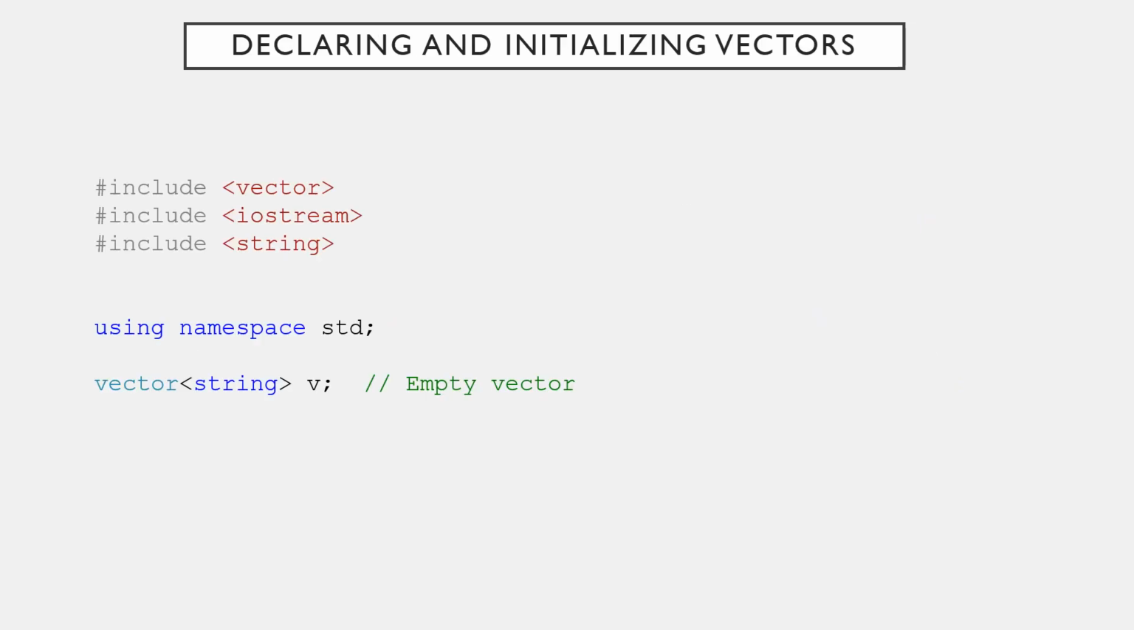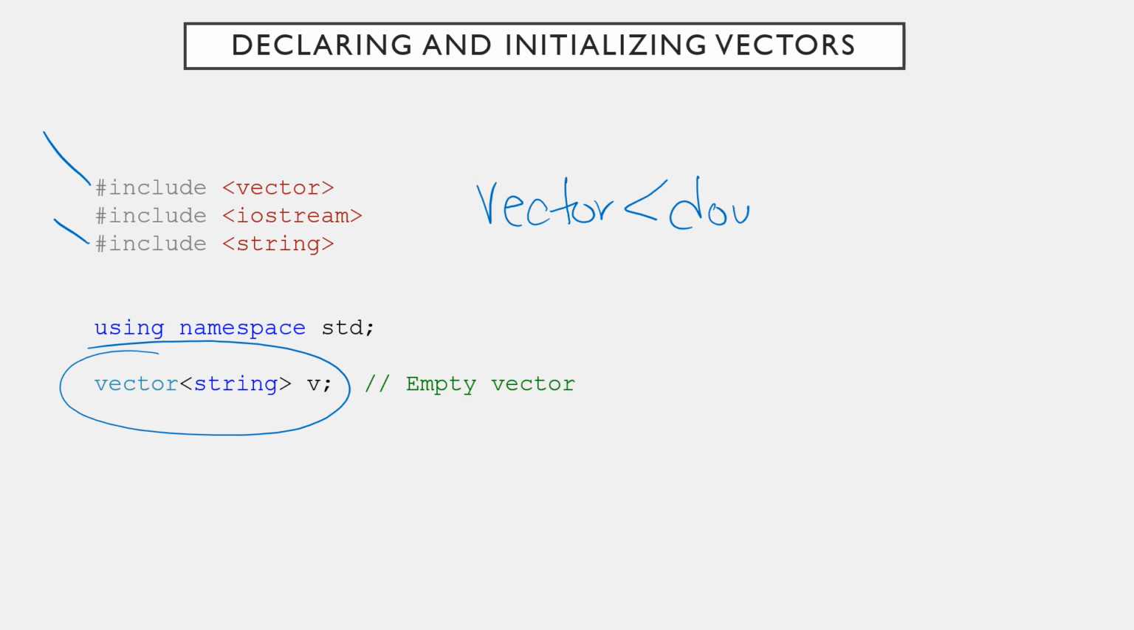All right, so the way you use vector, you have to #include <vector>. In this case, we also have to #include <string> because we're declaring a vector of strings. So you just put the keyword vector, then you put the data type, and then you put the name.